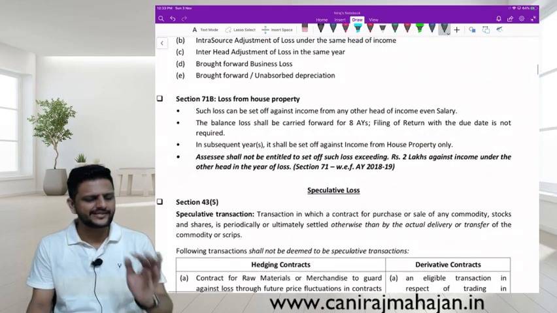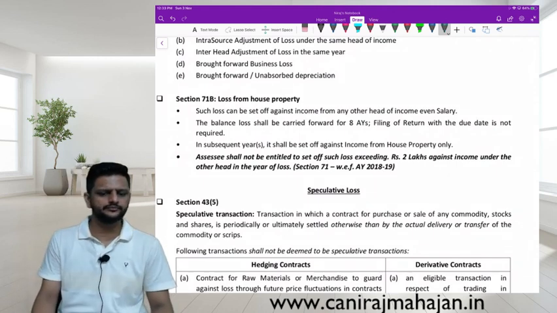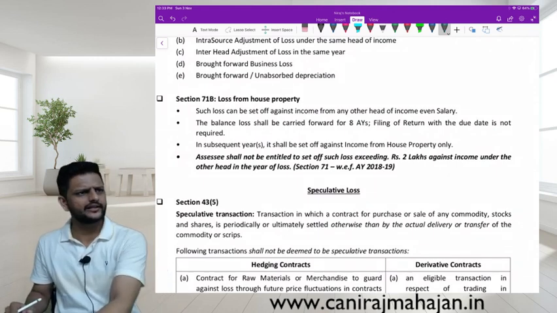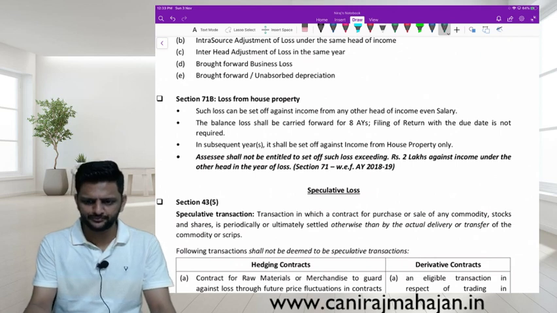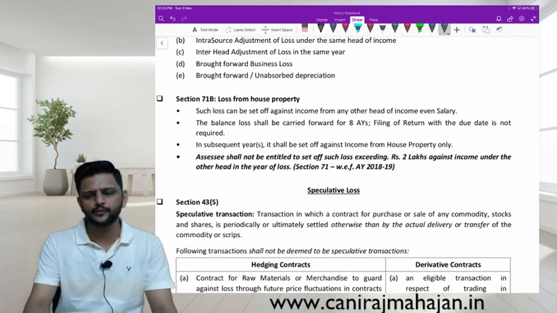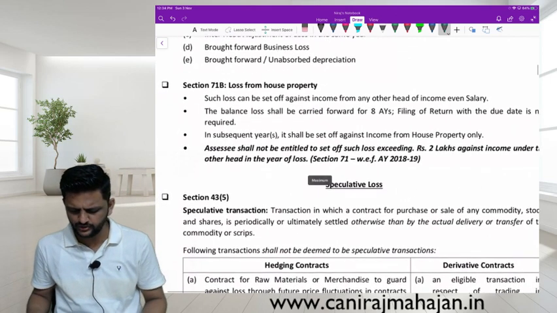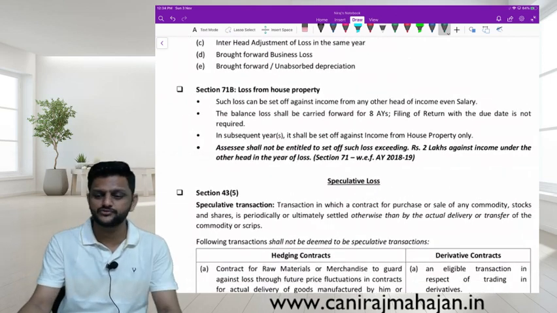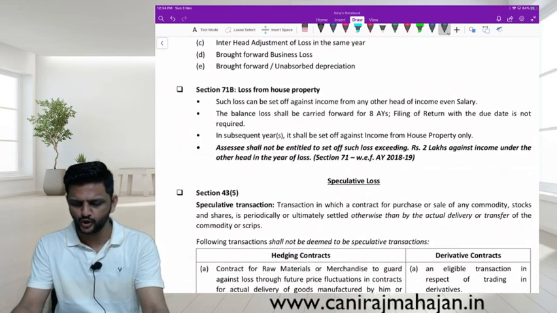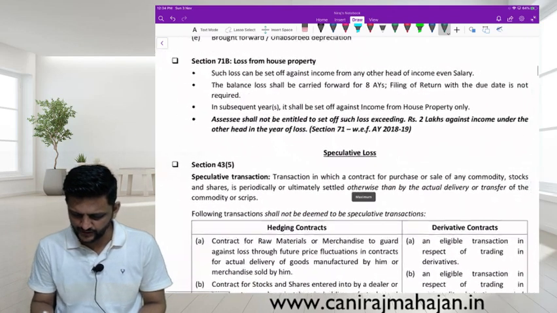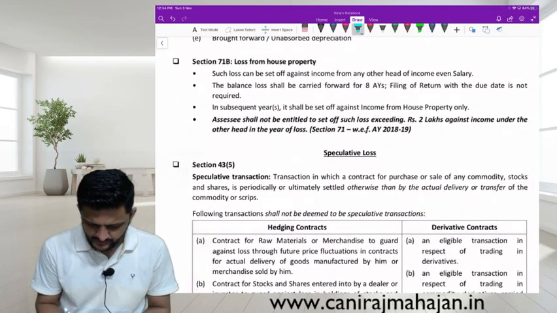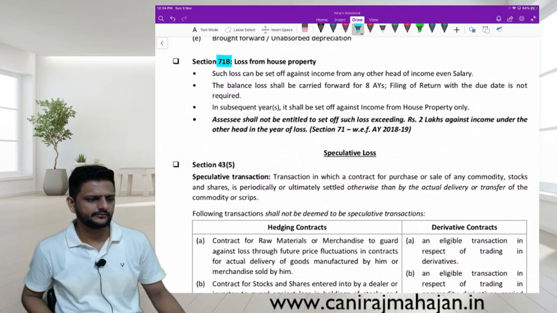So, will salary have loss, everyone? Will salary have loss? No. So next head of income, can house property have loss? So check what the rules are for set off of losses from house property. Section 71B. Okay.